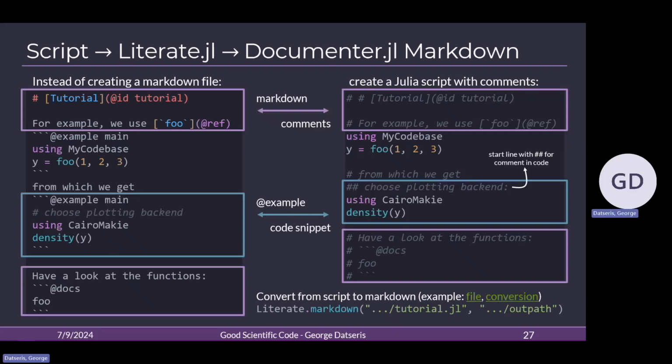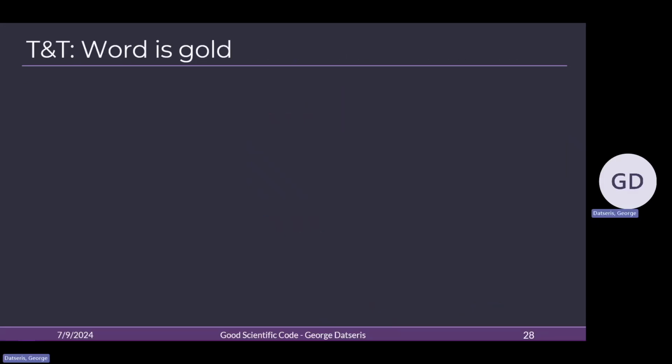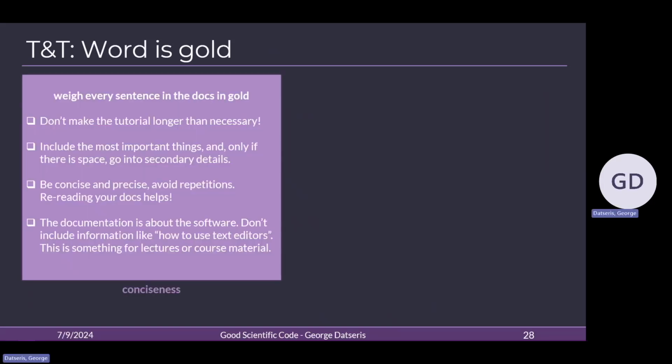Great. Tip and trick before we go into the exercise: Word is gold. This means two things. The first thing is really about conciseness. That is, everything you say in the docs should weigh in gold, as it costs you a lot of money to put there, for example. Don't make the tutorial longer than necessary. Don't say things that are not as important. Really have the tutorial focused, concise, and a really golden piece of information.